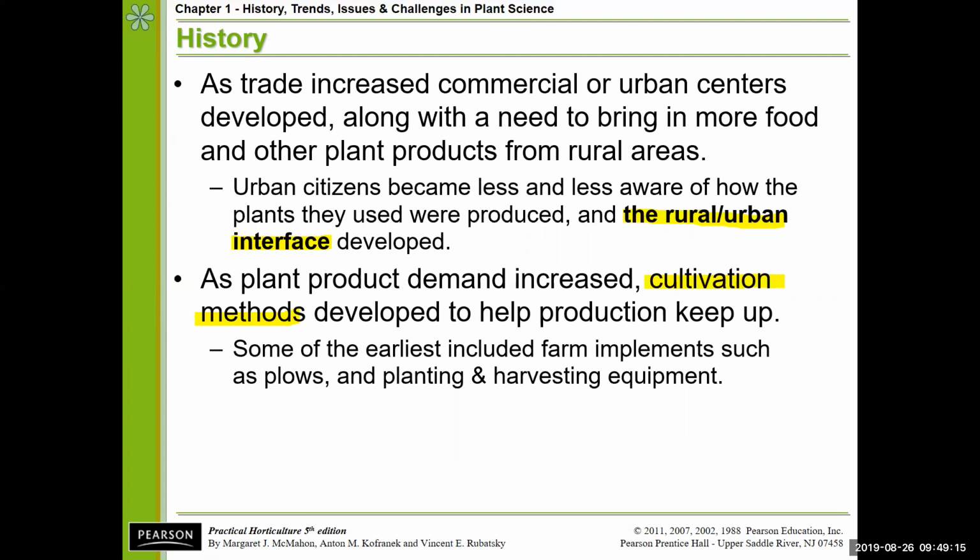As the agricultural revolution took place, we have this issue of supply and demand, of course. And as the demand for plant products increased, cultivation methods developed to help keep production up. That comes with the age of metal, right? So we started developing farm implements. It goes from just replanting seeds to the development of technology.